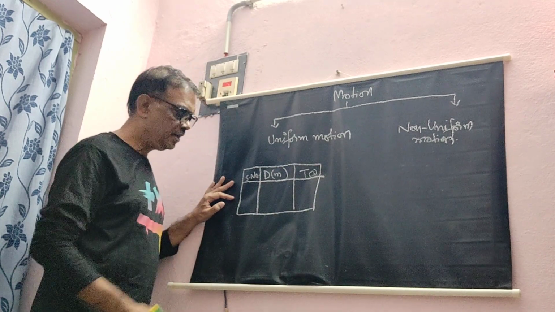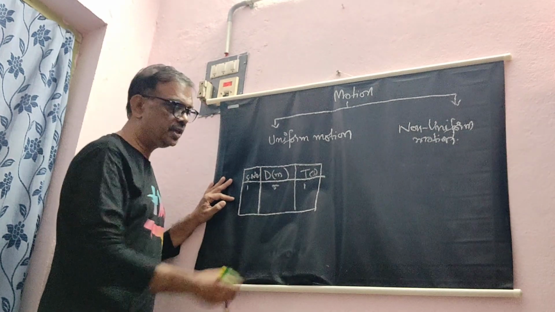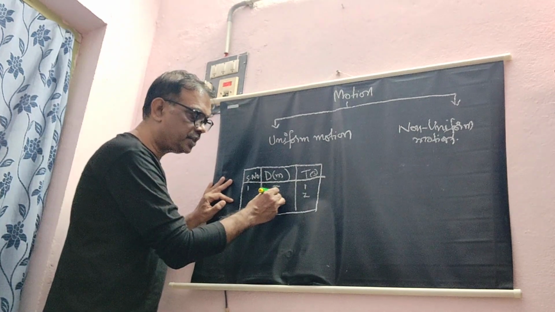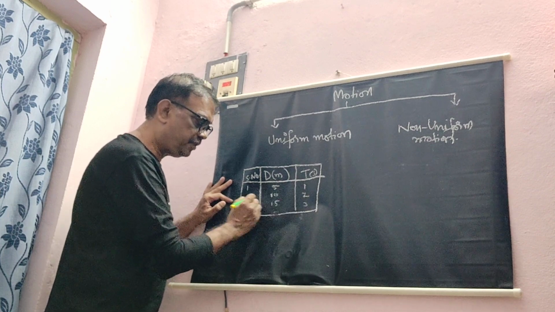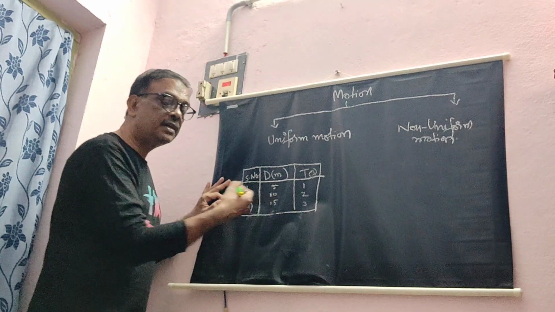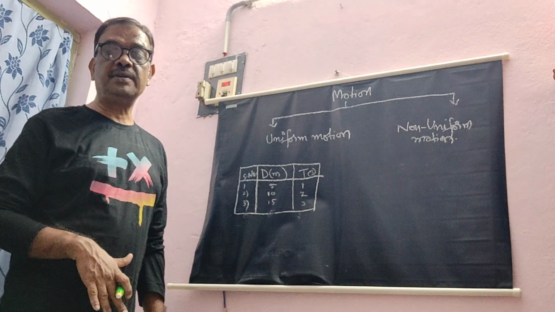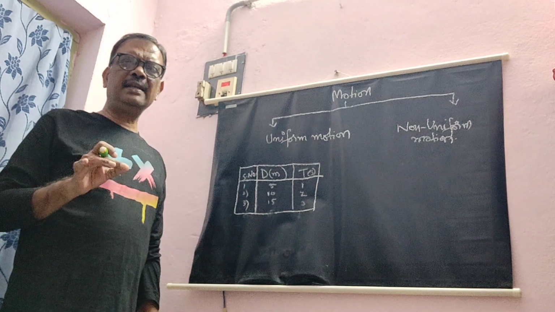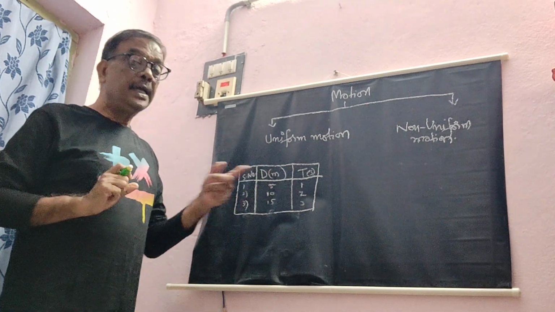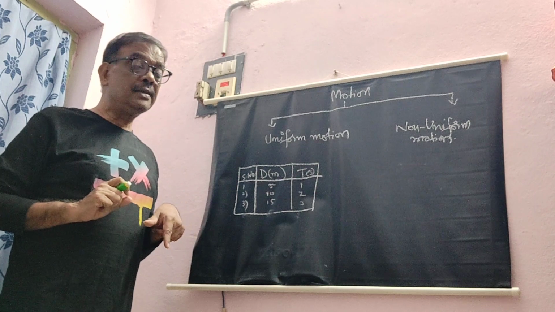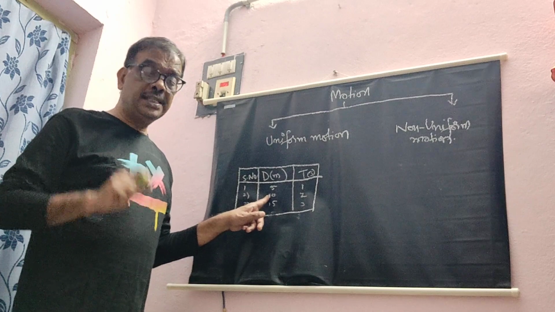Now children, firstly, in 1 second, the object covers a distance of 5 meters. In 2 seconds, 10 meters. In 3 seconds, 15 meters. In 4 seconds, 20 meters. In 5 seconds, 25 meters. So in every second, the object is covering a distance of 5 meters. If an object covers equal distance in equal intervals of time: 1 second, 5 meters; 2 seconds, 10 meters.